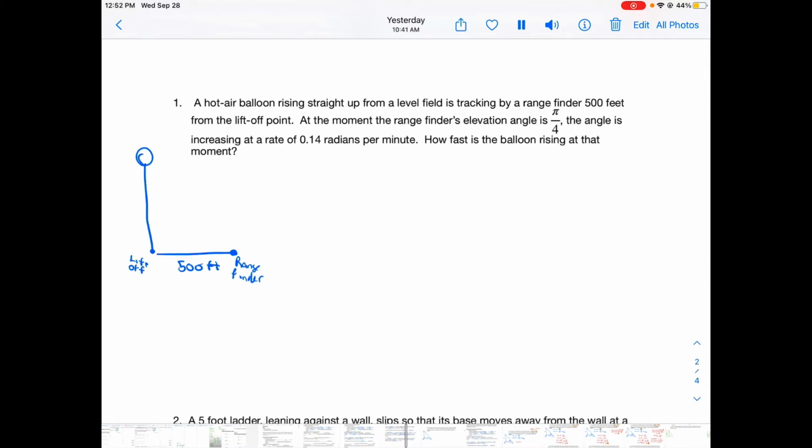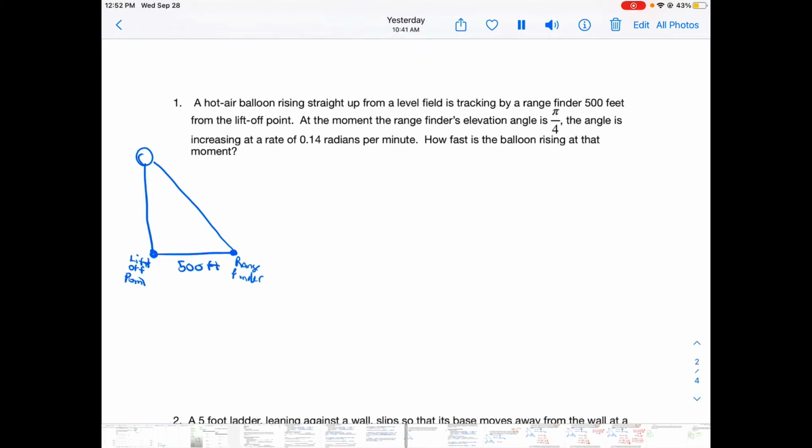The next part says, at the moment the rangefinder elevation angle is pi over 4. Okay, so at the moment tells me that that angle changes as time changes. So pi over 4 is not a number I can plug in yet. It is a variable value, not a constant value. So I can't label this increasing angle as pi over 4 as you would like to do here. I have to label it by some variable.